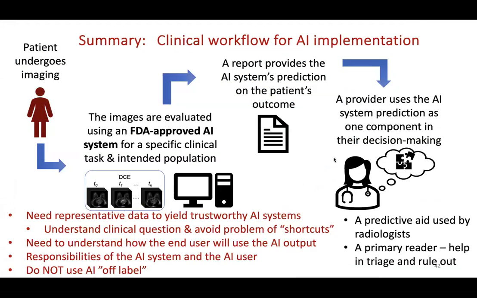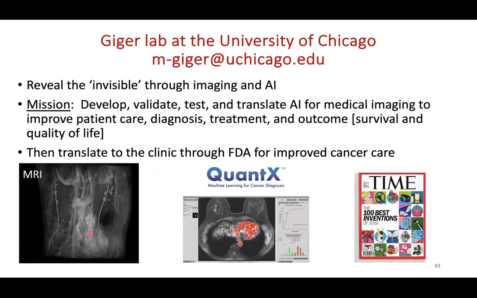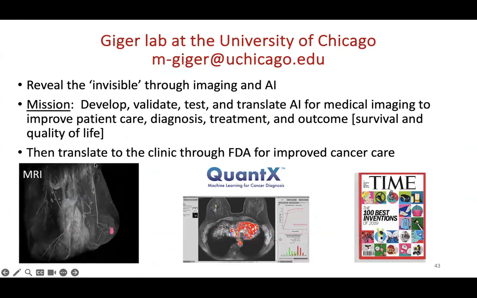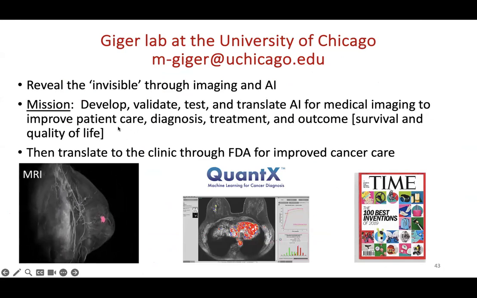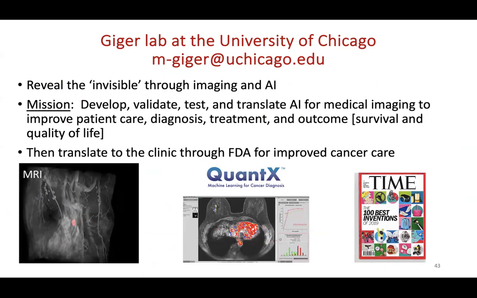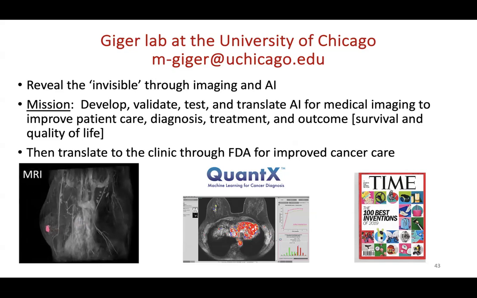So in summary, we've talked about how a patient might have an FDA AI system used on their imaging, reporting it to the clinician who uses it in their overall decision making. We understand that the data has to be representative to yield trustworthy systems, and we have to understand how the end user will use it. So any input, I'm always open. Come talk with us. We aim to continue to develop, validate, test and translate AI for medical imaging to improve patient care, diagnosis, treatment, and outcome.